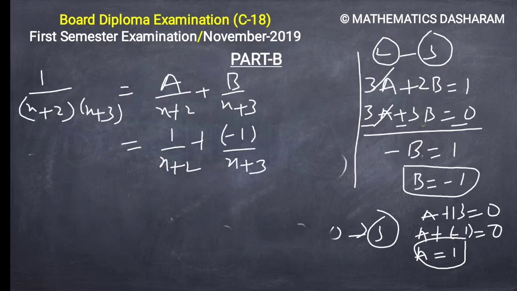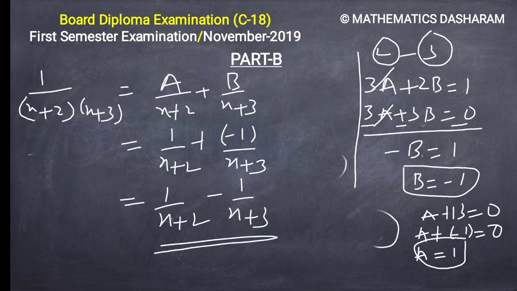So we can simplify it. So 1 by x plus 2 plus, or minus, minus 1 by x plus 3. Now it is resolved into partial fractions.